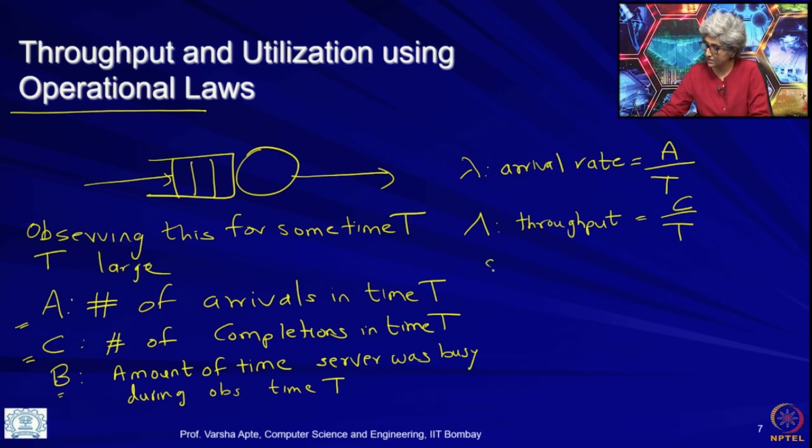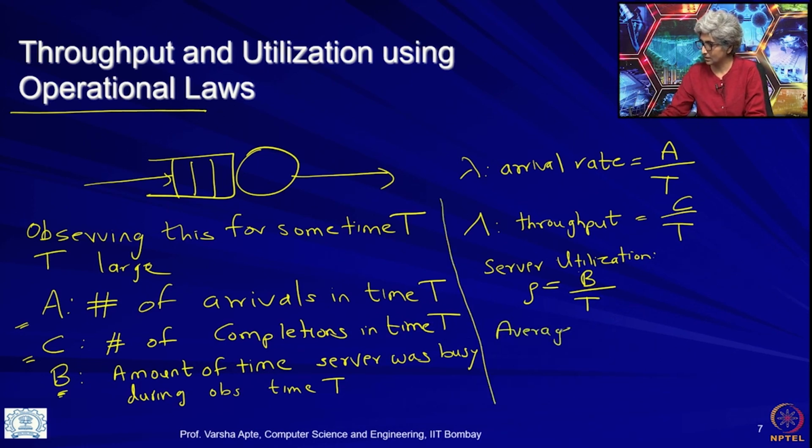What about server utilization? Since somebody has measured how much time the server was busy, utilization is basically the fraction of time that it was busy. So, rho is basically B by T, right. Now, if you just look at this, we can actually derive one more parameter. Given all of these numbers, can we write what the average service time is?